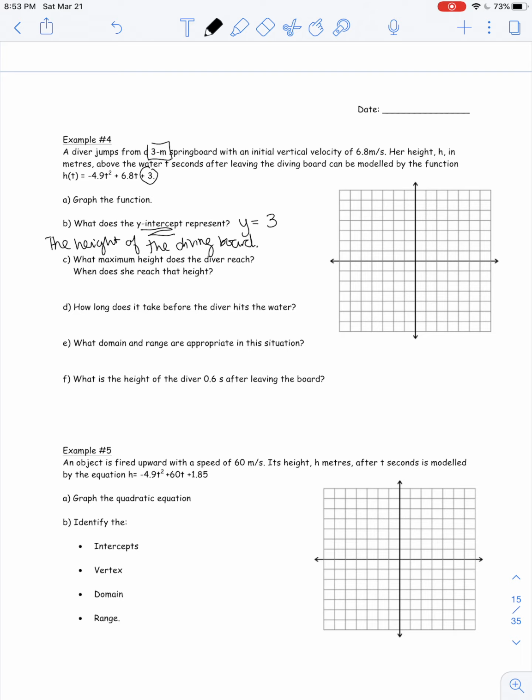And it's also going to be called your initial height. What was the height that they were initially at? So in this case, it's 3 meters.